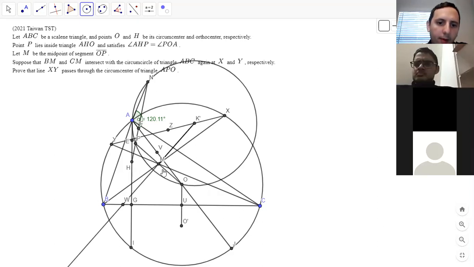Yeah, and you got that because since OM is perpendicular to this, basically if we drew the whole chord, M would be the midpoint of it. So then use the butterfly. It's interesting.